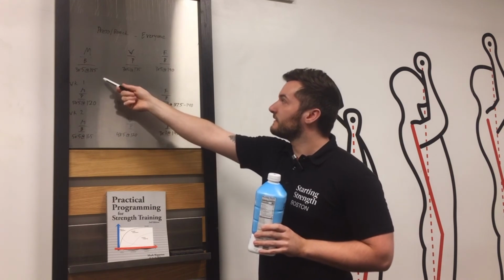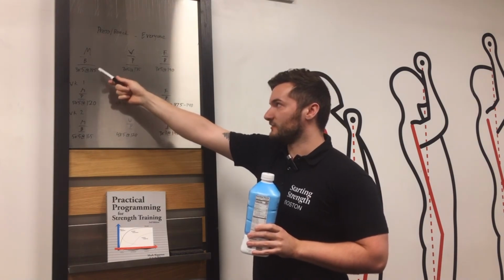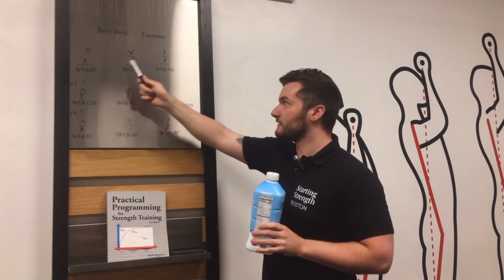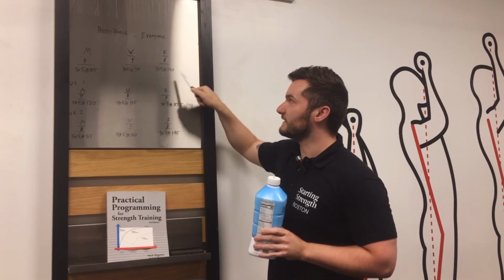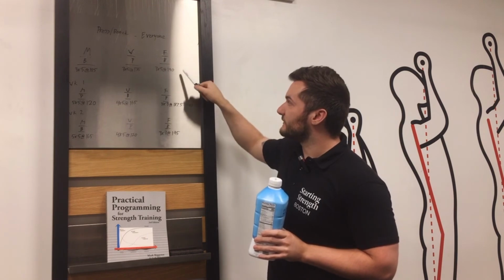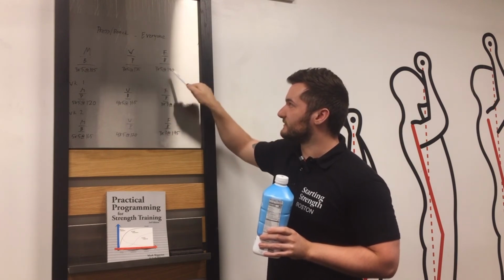So the last week of this person's NLP, they did a bench on Monday, 3 sets of 5 at 185, a press on Wednesday, 3 sets of 5 at 135, and a bench on Friday, 3 sets of 5 at 190. So let's pretend that these two workouts got super grindy.